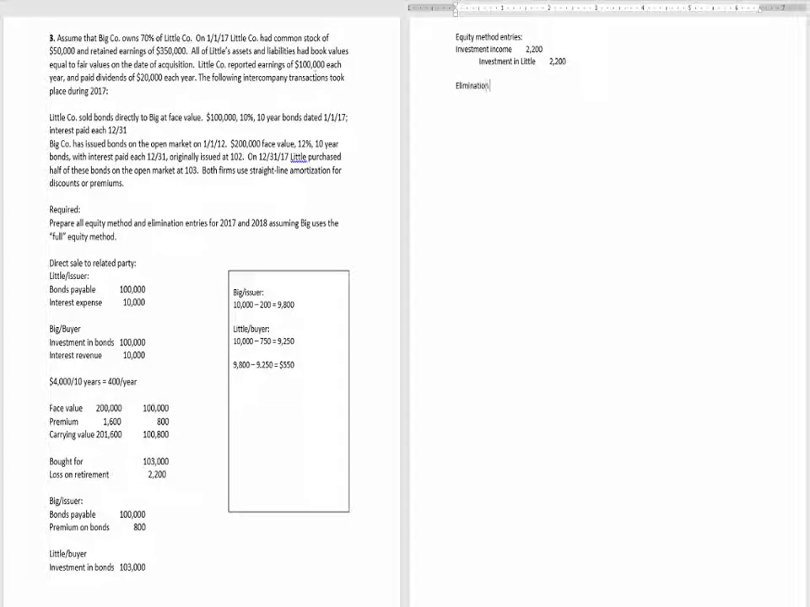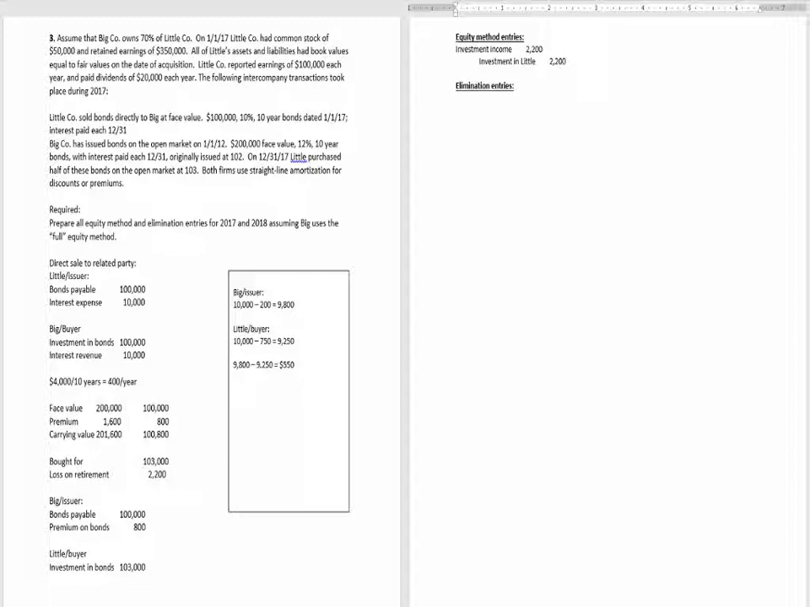Now let's go ahead and do the elimination entries. I can't stress enough the importance of keeping distinct, both in your mind and also in any work you do for somebody else, the distinction between the equity method entries, which are how the parent accounts for their investment in their books, and the elimination entries, which are simply a worksheet entry or worksheet entries. It's very, very important that your reader know which ones are which, and that they're separate groups of entries.